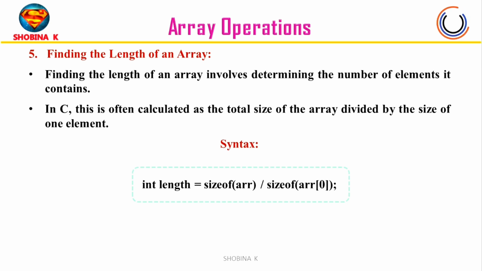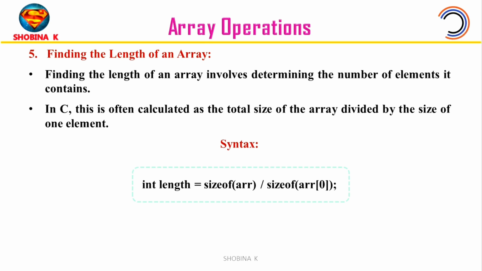The 0 indexing is used to get the size of the first element, since all elements in a C array have the same size. Now this part, sizeof(arr) divided by sizeof(arr[0]), divides the total size of the array by the size of a single element. The result is the number of elements in the array. int length declares an integer variable named length and assigns it the result of the division. Now this variable holds the number of elements in the array.